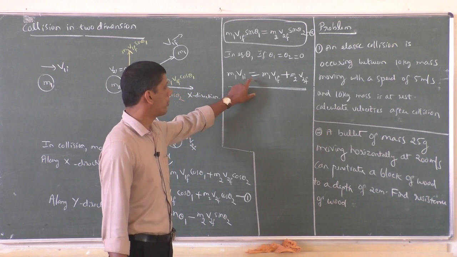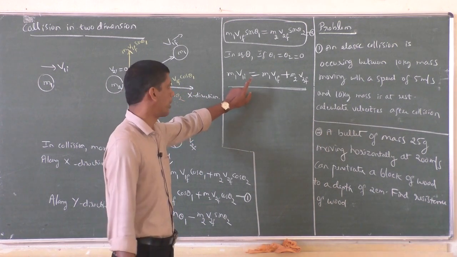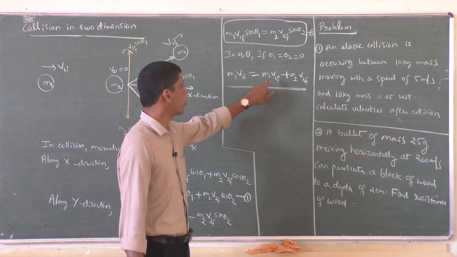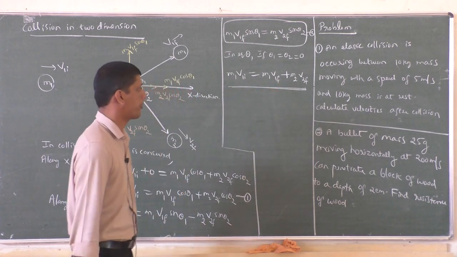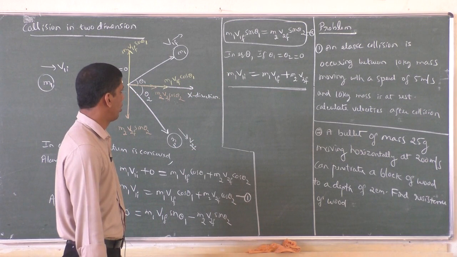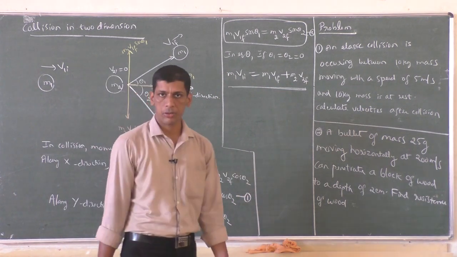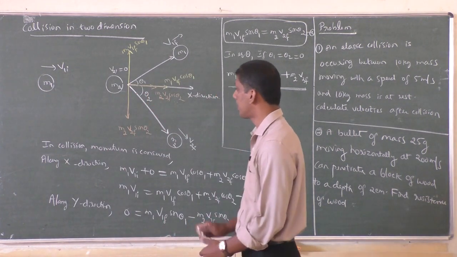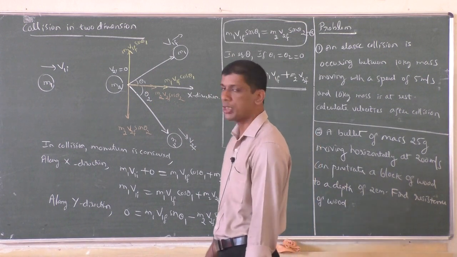This we have discussed in the previous class. So m1 v1i should be equal to m1 v1f plus m2 v2f. This formula holds good in this case. So hope you understood this concept. We are discussing the concept of collision in 2 dimensions.